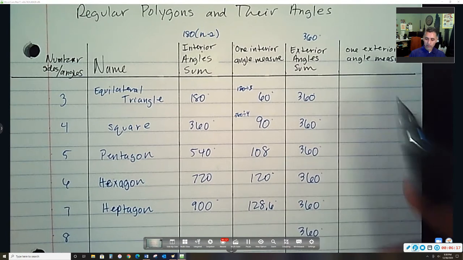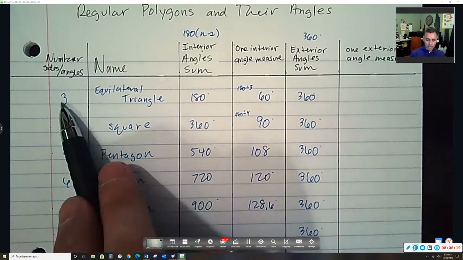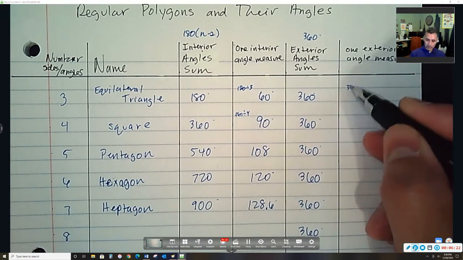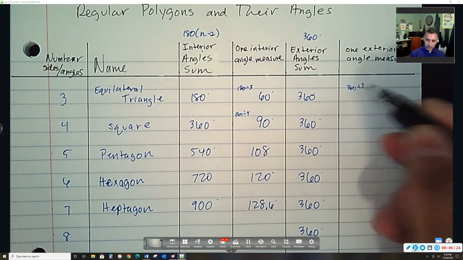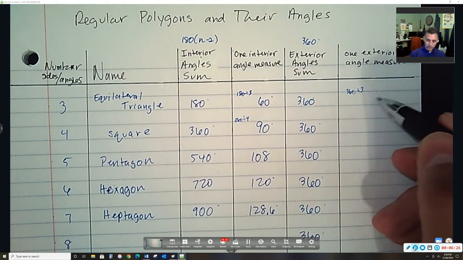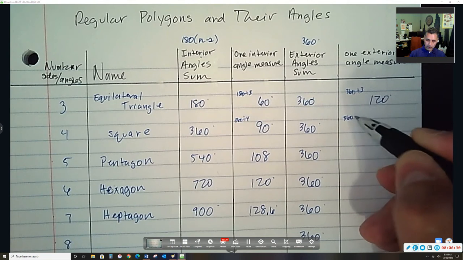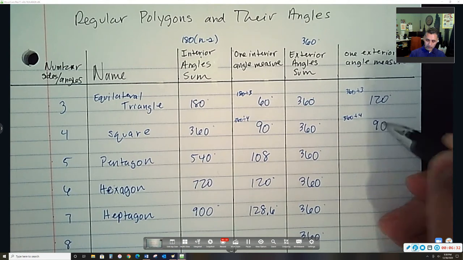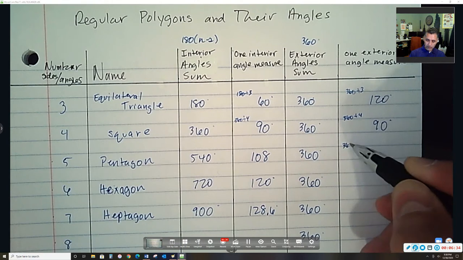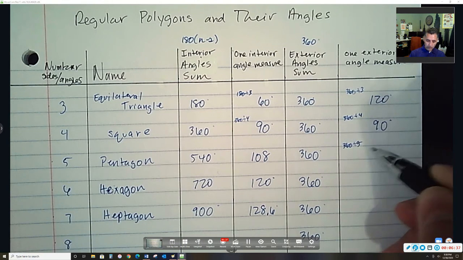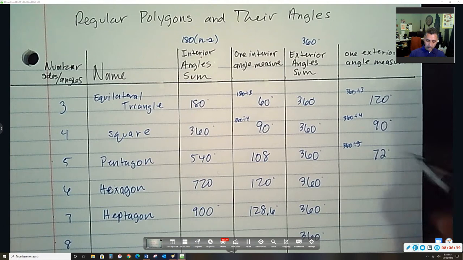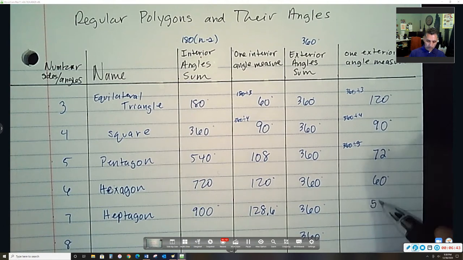Okay, so same thing here. It's 360 divided by 3, because there's 3 exterior angles. That's 120. This one would be 360 divided by 4, 90. This one would be 360 divided by 5, 72. And then just keep going with these. Again, this one is a decimal.